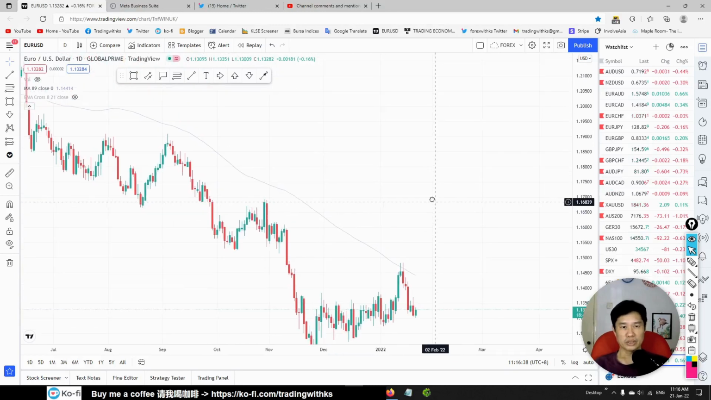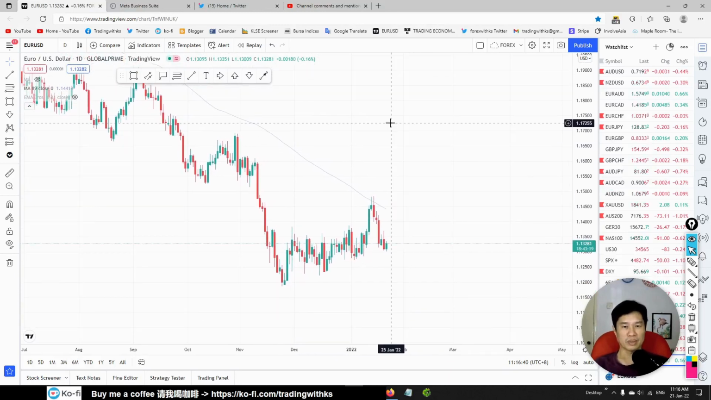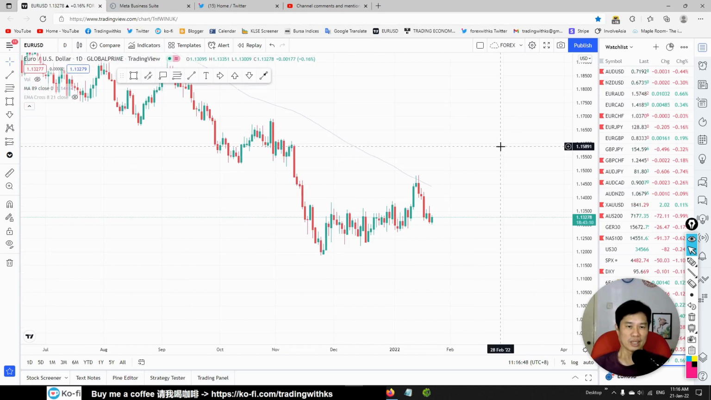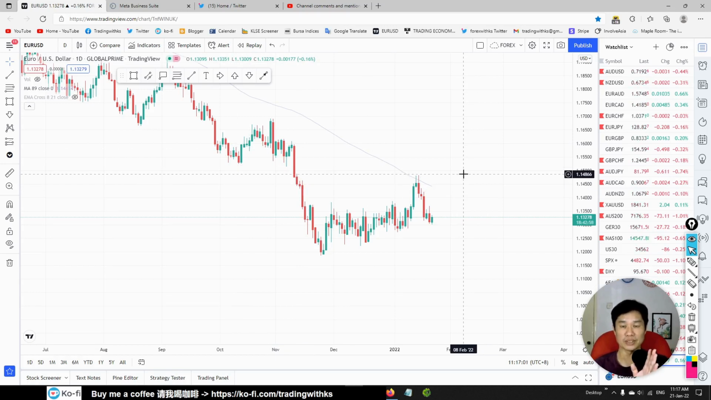Okay, before we end this show, I want to talk a bit about support resistance. Quite a few of you asked me, how do we draw support resistance? Support resistance is a level. It's not actually a line, it's an area where the price got rejected, or the price rebounded from a certain area. That means this area is where a lot of supply and demand is being decided.